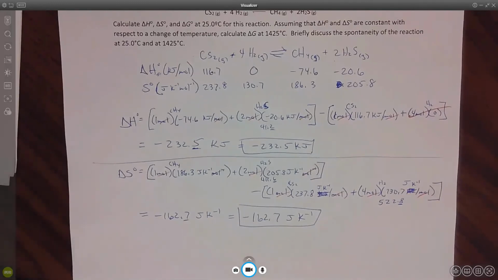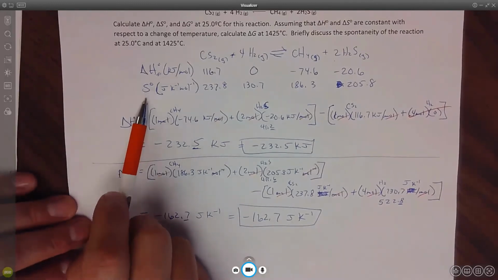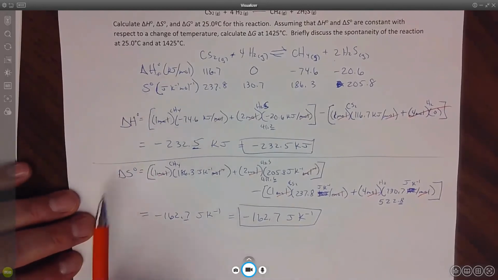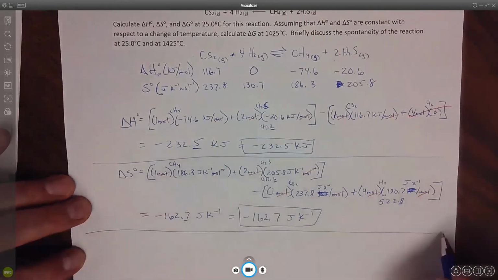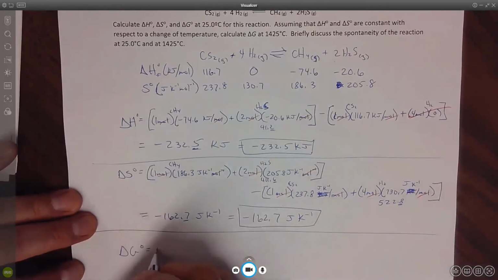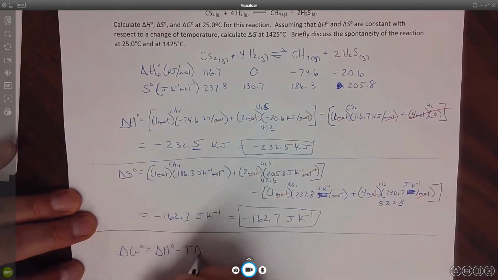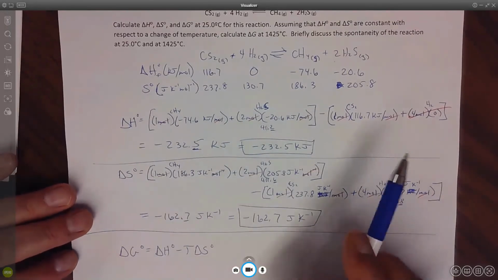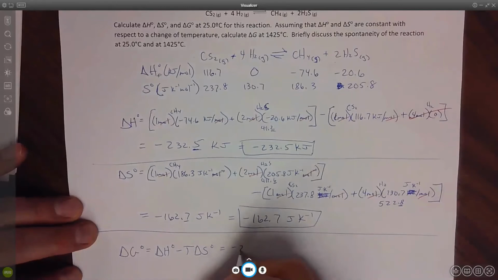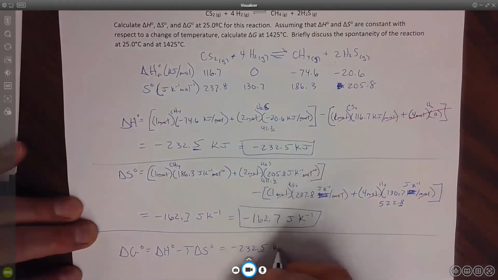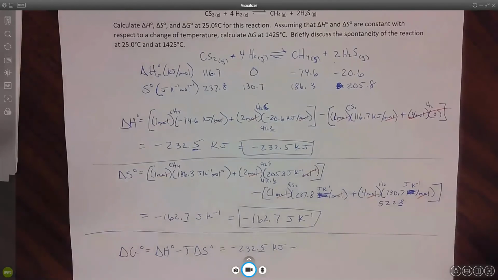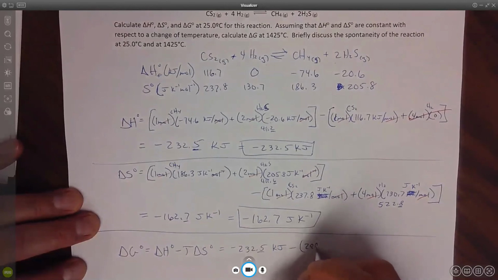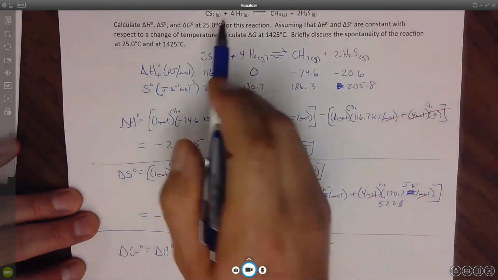Now, again, you would have been perfectly okay to use the free energies of formation and the summation law for the change in free energy. Or I think an easier way at this point is del G is simply equal to del H minus T del S. Since I already got these two values, I'm just going to plug these values in. Negative 232.5 kilojoules minus the temperature. Well, it's at 25 degrees Celsius, so add 273.15 to that. That's 298.15.